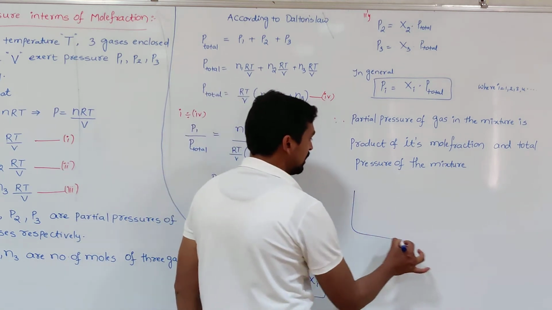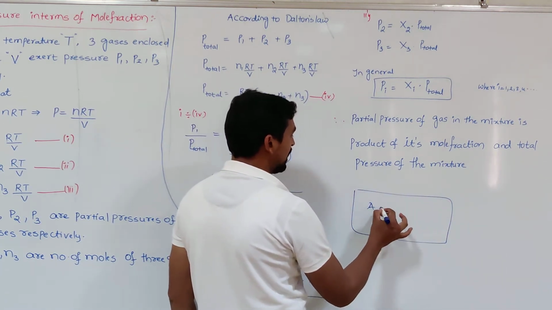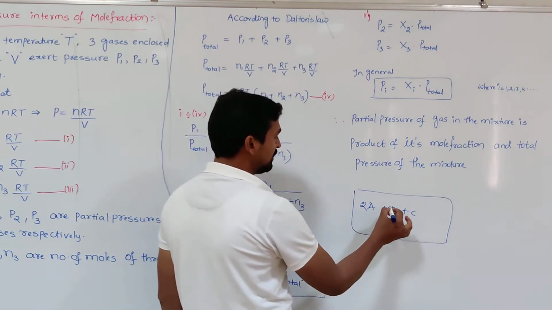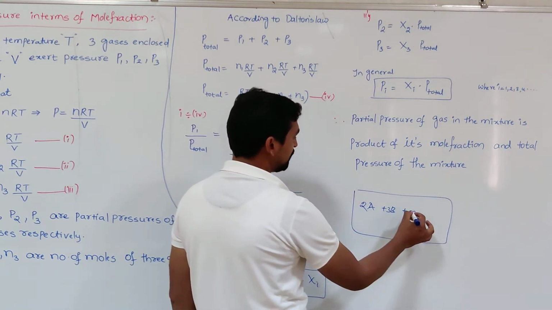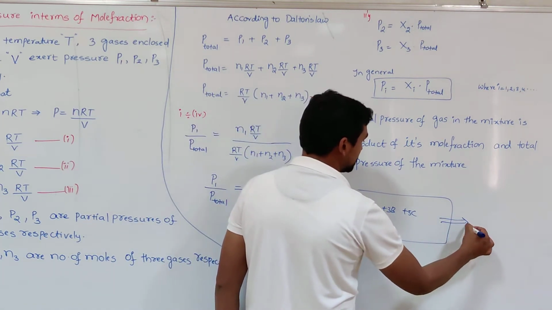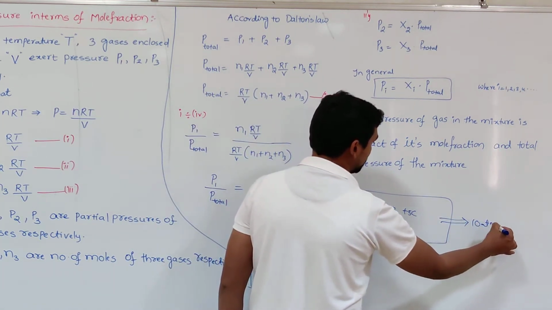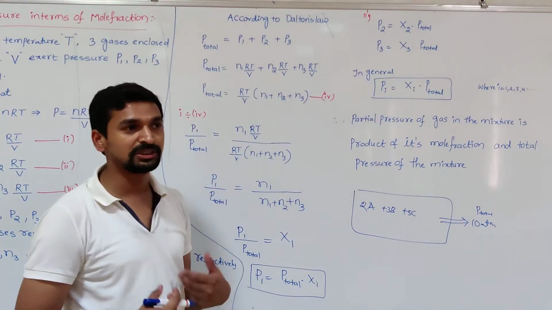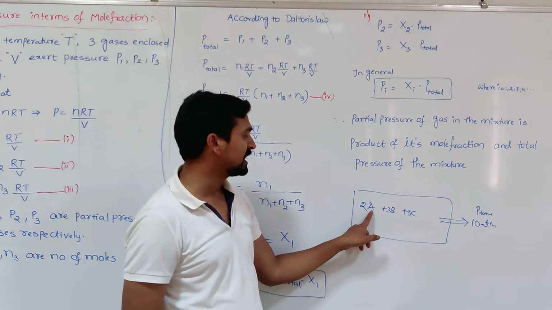For example, a mixture of gases A, B and C is given. 2 moles of A, 3 moles of B, 5 moles of C are present. The total pressure exerted by this mixture is 10 atmosphere. What is the total pressure? 10 atmosphere. My question is, what is the pressure exerted by A?